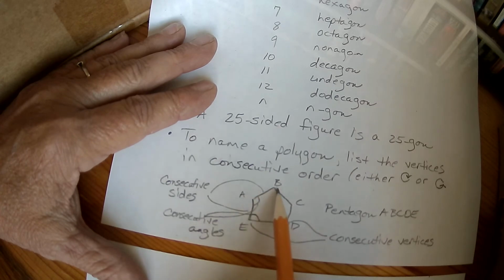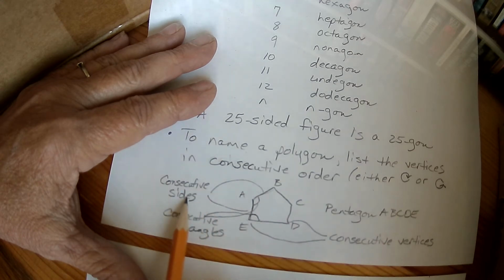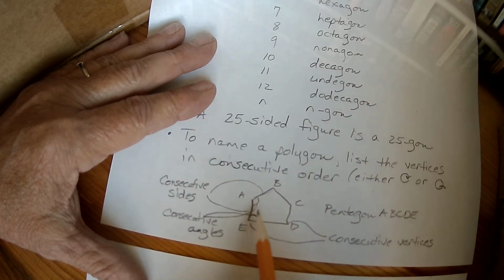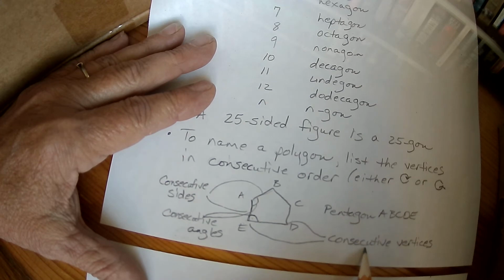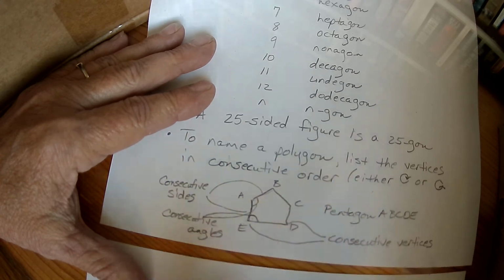Okay, so these two right here, because they're one side right after the other, those are called consecutive sides. These two angles, because it's one angle right next to the next one, are consecutive angles. This and this, because they're vertices one right after the other, those are called consecutive vertices.